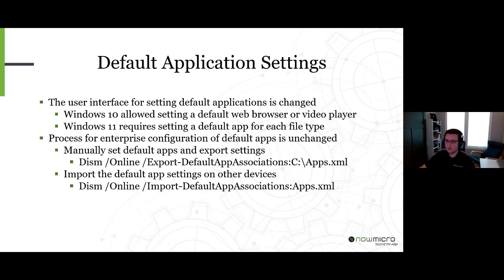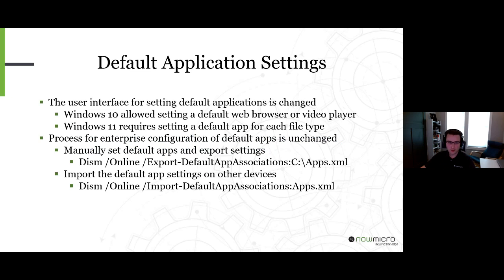The UI for managing default application settings has been updated in Windows 11. In the original release of Windows 11, the 21H2, a lot of people didn't like it very much because rather than being able to select an entire app and set that as the default for all associated file types, you had to do it by individual file type extensions. That's been changed in 22H2, which we'll look at a little bit later again.